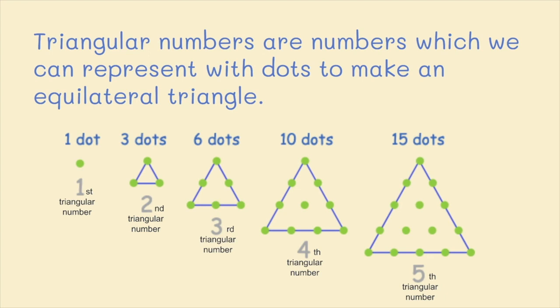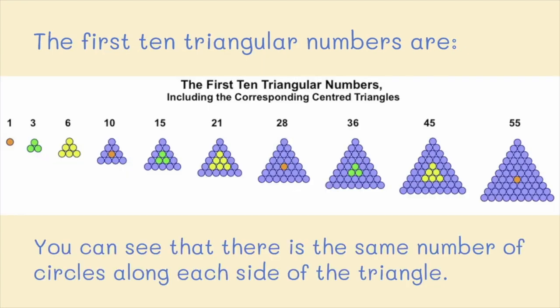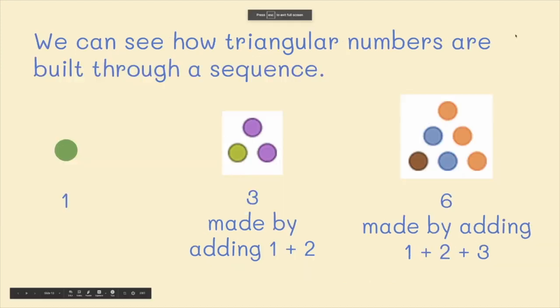As you can see, each time the number of dots on one side of the triangle increases by 1. The first 10 triangular numbers are 1, 3, 6, 10, 15, 21, 28, 36, 45, and 55. And you can see that there's the same number of circles along each side of each individual triangle, and that's because they're equilateral.